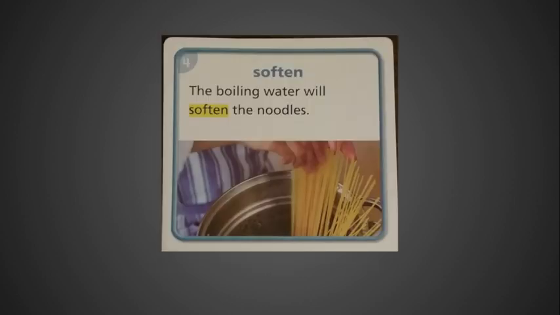Our next word is soften. The sentence says, the boiling water will soften the noodles. Well, think about what happens in this example. When we put noodles or macaroni into boiling water, before they go in, they're hard. However, once they've been in the water long enough, they soften, or they become softer or less hard. What could you do to soften a floor to lie on it? What might you do? I might put a pillow or a blanket on it. All right, let's take a look at our next word.